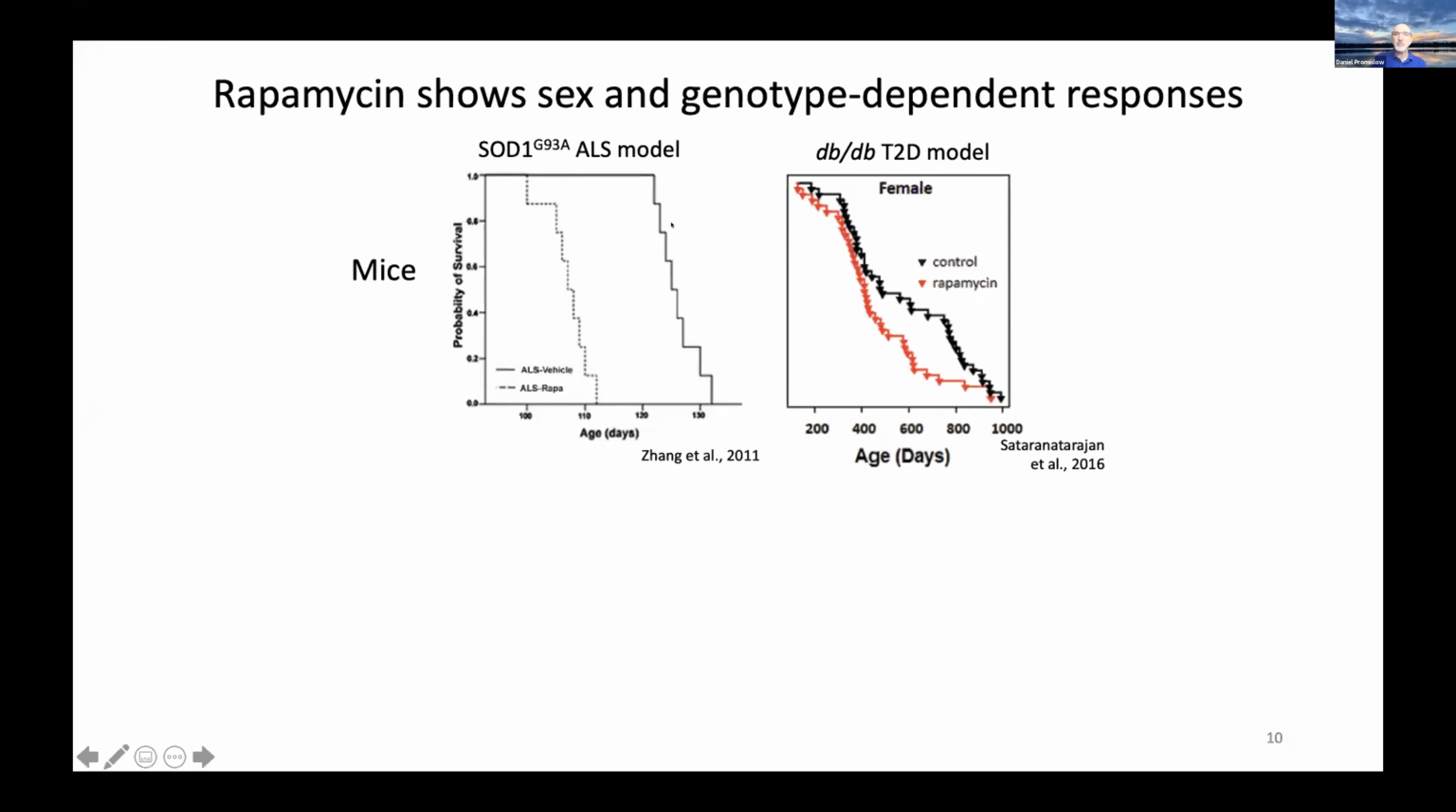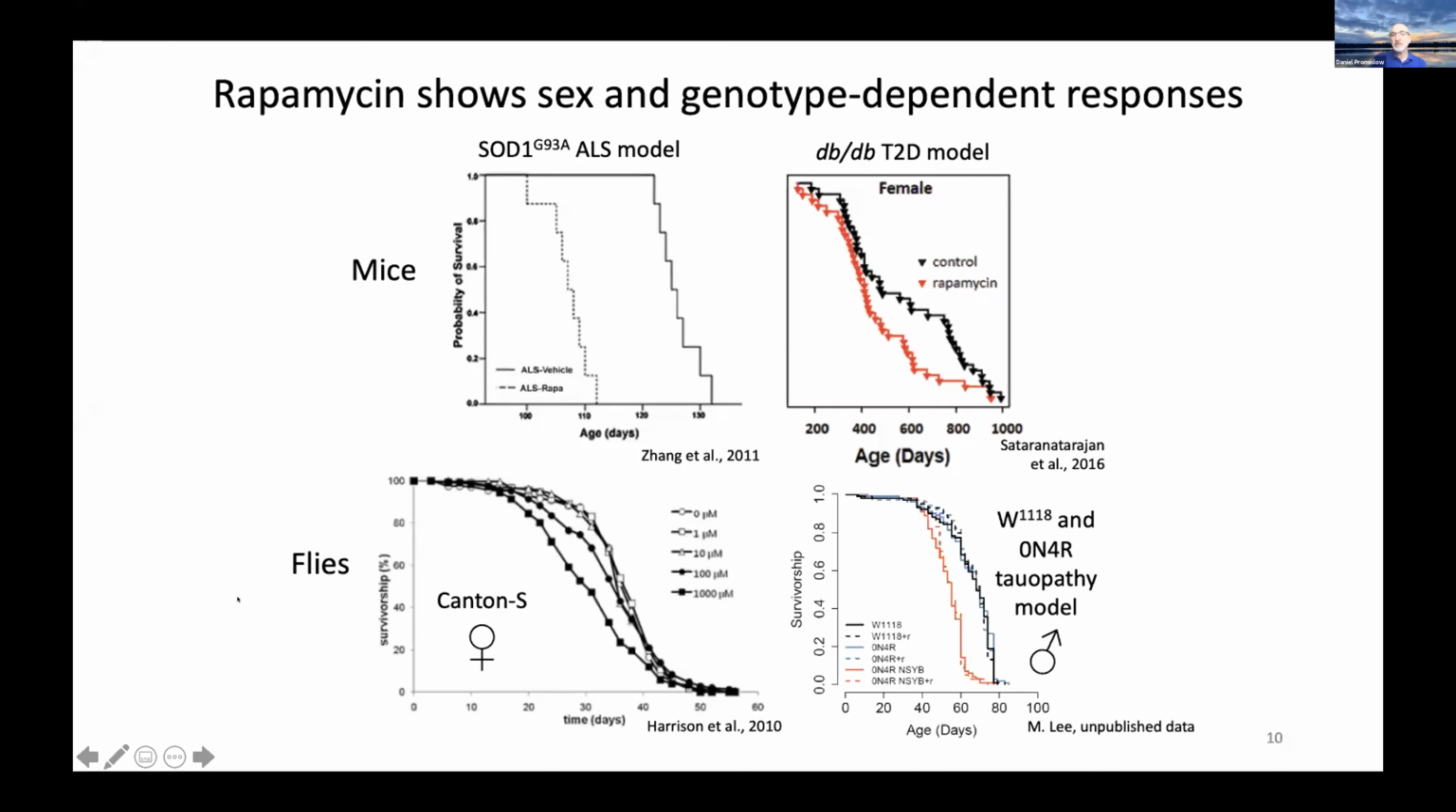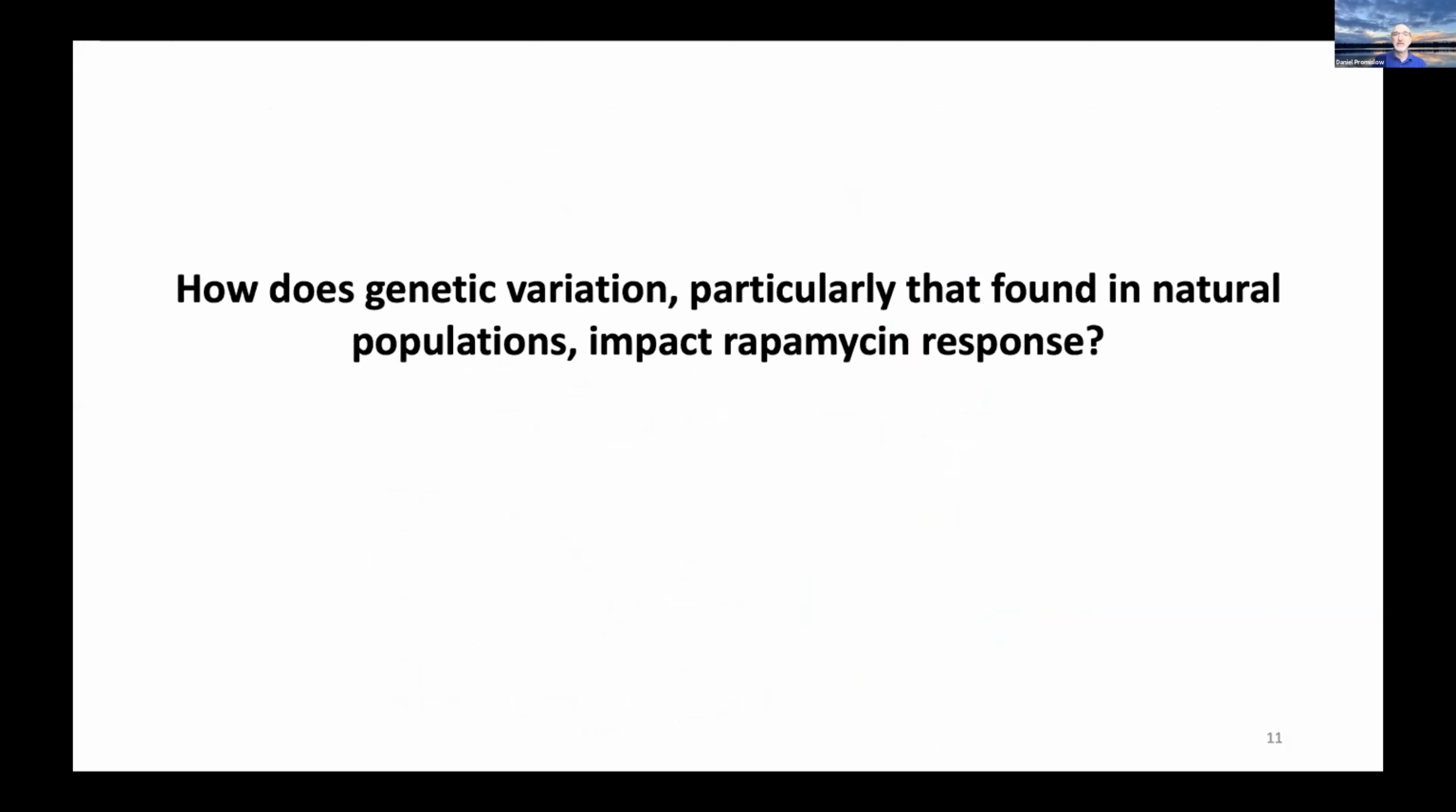We do see here in a SOD1 mutant that rapamycin actually reduces lifespan. Also in this db mouse, rapamycin decreases lifespan. So there's a little bit of information that's known. And similarly, this work from Ben Harrison from a decade ago, Ben is now in our lab, showed that there was no beneficial effect of rapamycin in female flies, and at higher doses it was toxic. Similarly, Mitchell has some unpublished data showing a lack of response both in a wild type fly model as well as in a tauopathy model. So a little bit known on genetic variation, but not much, and it's really that gap that Mitchell has filled with his work that we're going to present to you today.